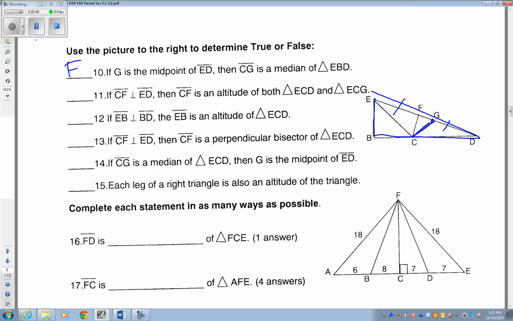All right. It says if CF is perpendicular to ED, so if CF was perpendicular to ED, I'm going to put my box, then CF is an altitude to both ECD and ECG. Is it an altitude? That is true. It's an altitude to both. Altitude goes to a vertex and perpendicular to its opposite side. All right. Vertex and perpendicular. A segment from the vertex to the opposite side and it's perpendicular.